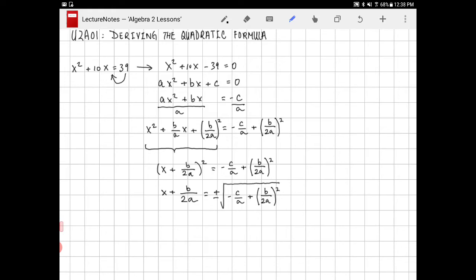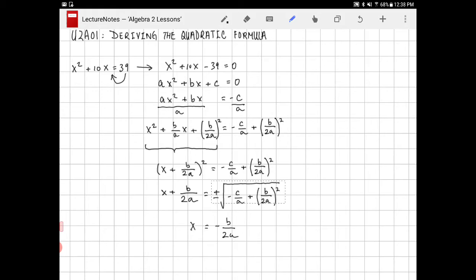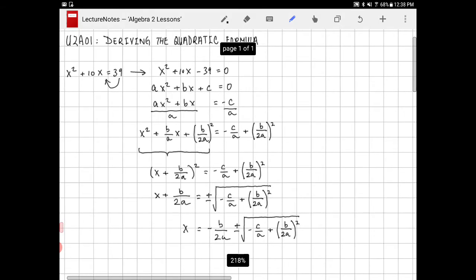What we're going to do next is isolate x by subtracting b over 2a. If we do that, we end up with x is equal to negative b over 2a, and then we have that plus or minus square root piece. So actually, this is the quadratic formula. However, it is refined a little bit.